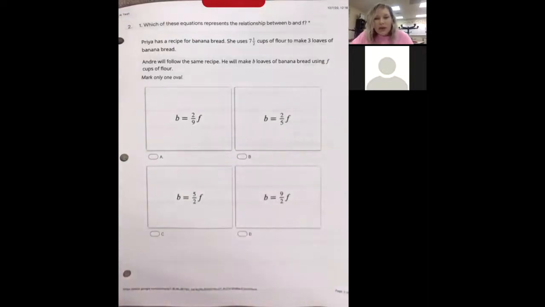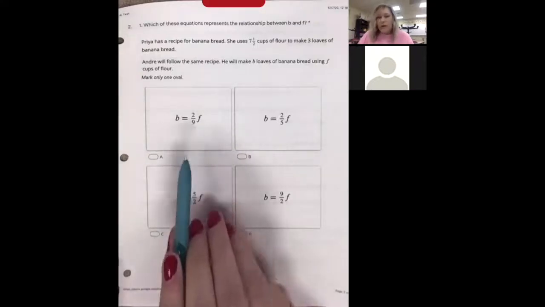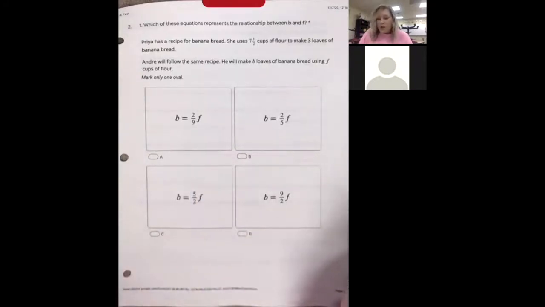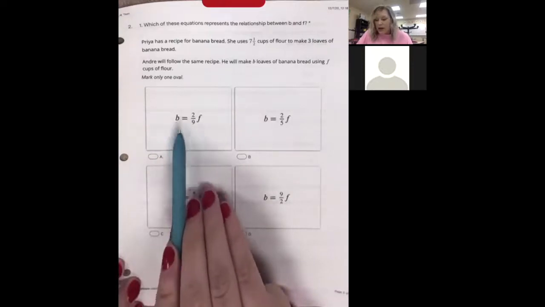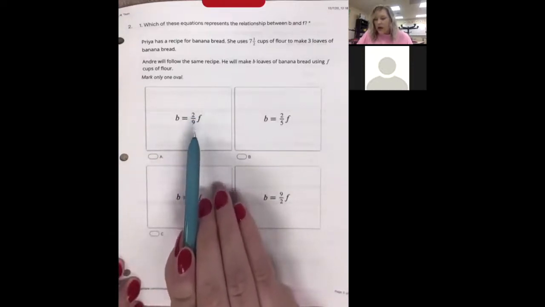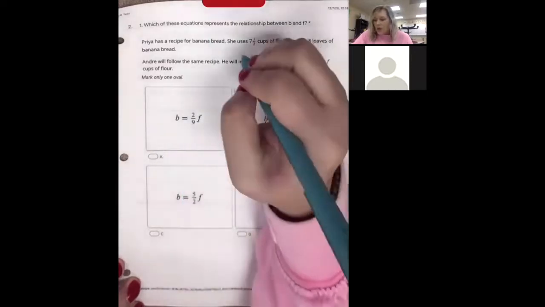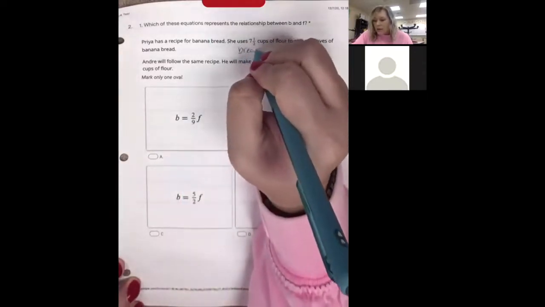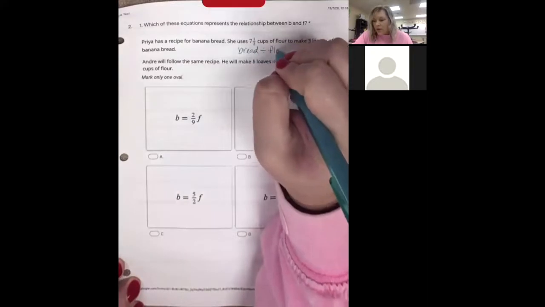which means we're going to have to find our unit rate for cups of flour. So how much bread can we make per cup of flour, since we're multiplying by flour here? Since it's B equals, so banana bread equals, we'd want to do the banana bread divided by cups of flour. So bread divided by flour.